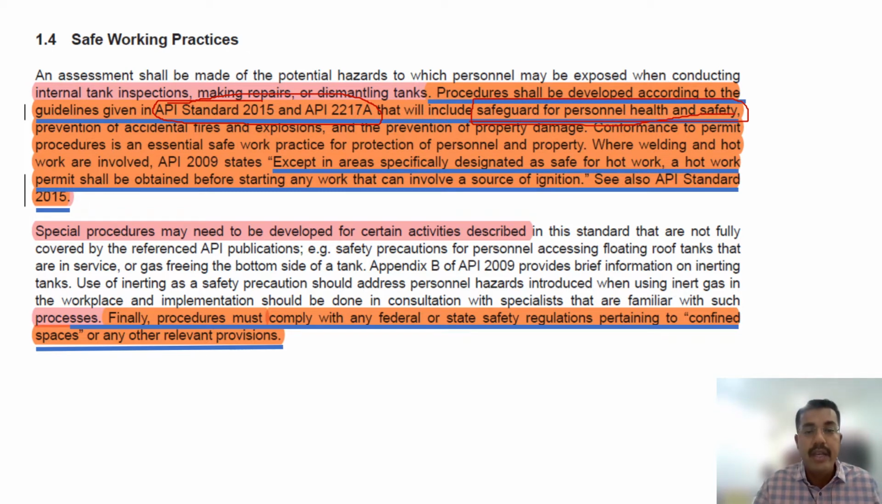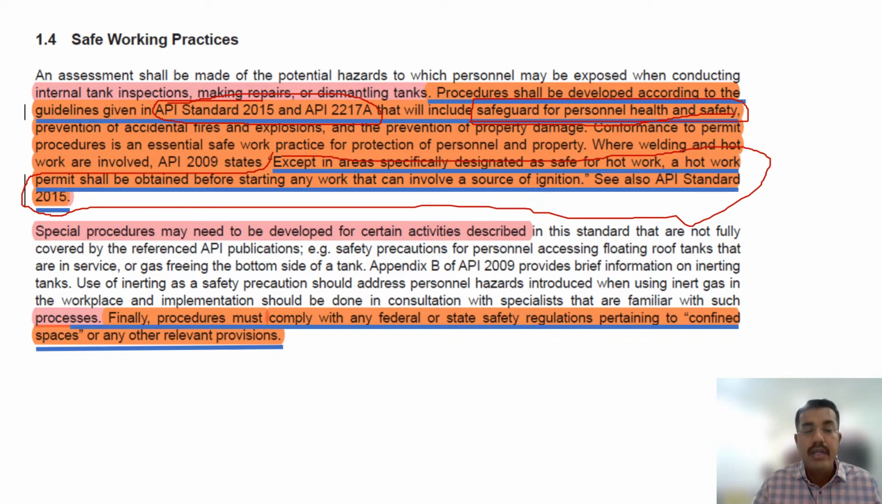Okay, except in areas specifically designated as safe for hot work, a hot work permit shall be obtained before. This is a closed book question. Usually they ask. Wherever a hot work is done, grinding, cutting, gas cutting, welding, a hot work permit is required. And for that one, we have to look for API standard 2015.